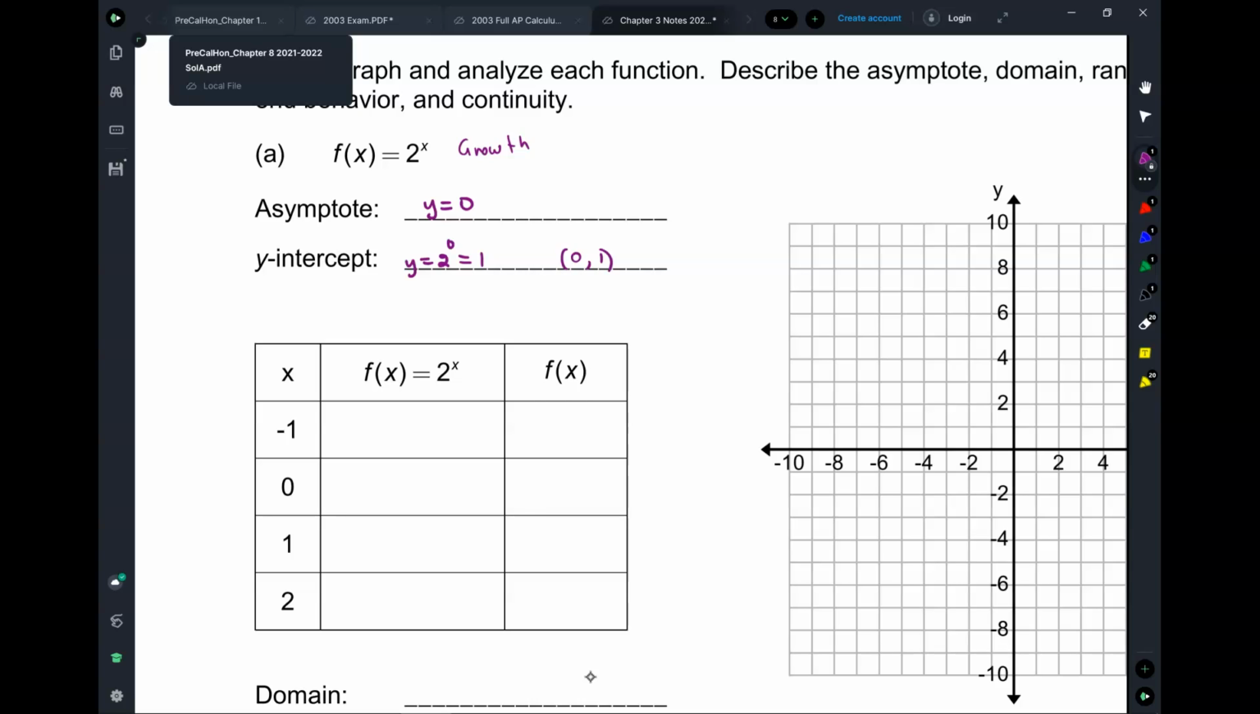So here's what we're going to do. 2 to the -1 is 1 over 2, so that's 1/2. 2 to the 0, we just did this, it's 1. 2 to the 1 is 2. 2 to the 2 is 4.